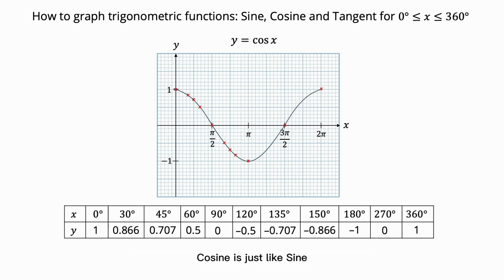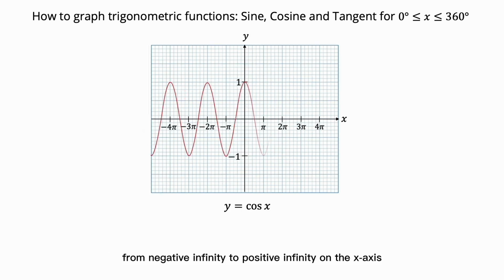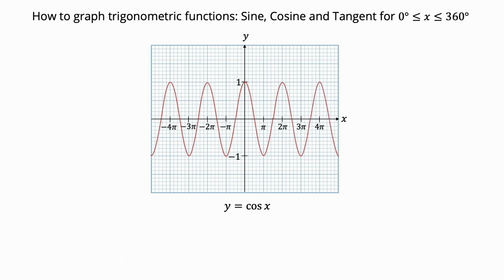Cosine is just like sine, but it starts at 1 and heads down until pi radians, 180 degrees, and then heads up again. The graph extends to the right and to the left because the graph repeats itself every 2 pi radians or 360 degrees. The graph repeats the same shape from negative infinity to positive infinity on the x-axis.